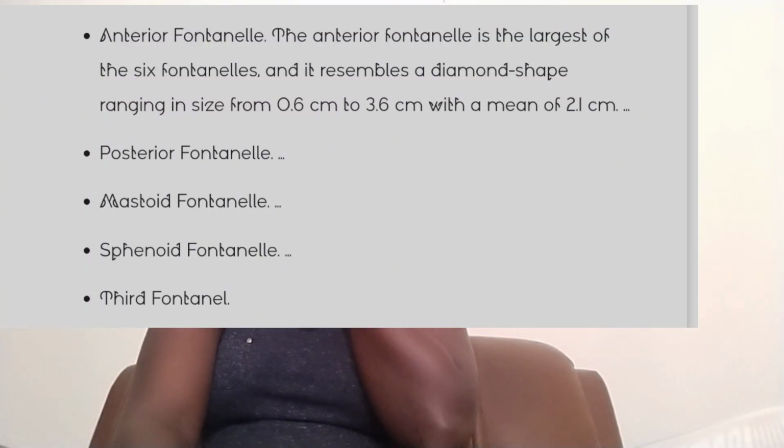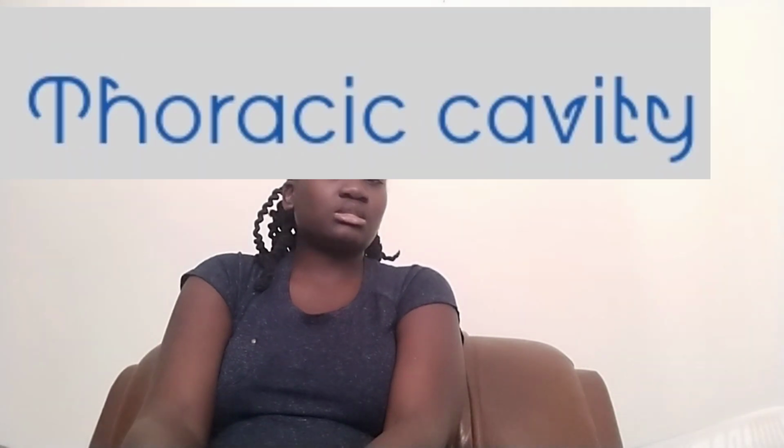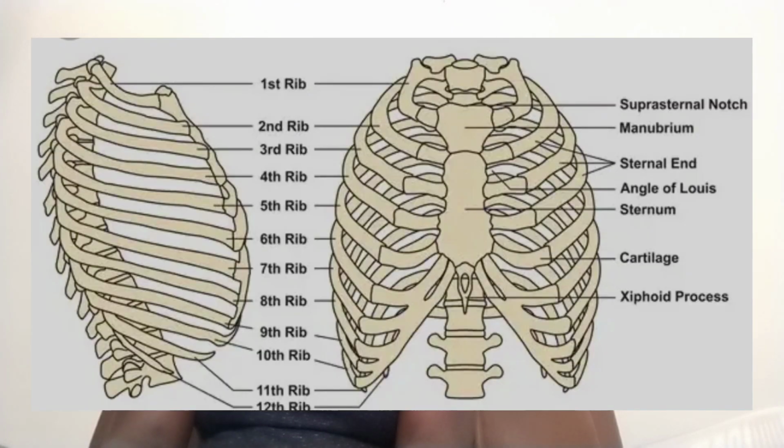Some, especially the sphenoid, mastoid, and posterior fontanelles, close after 2 months, while the anterior fontanelle may take up to 2 years. And then we go to the thoracic cage. The thoracic cage is made up of 24 vertebrae, and there will be a part 2 for us to discuss the rest of the bones that we have not discussed.